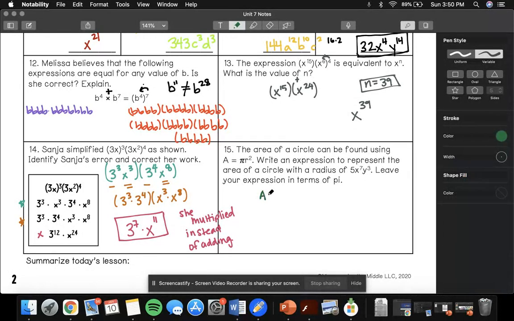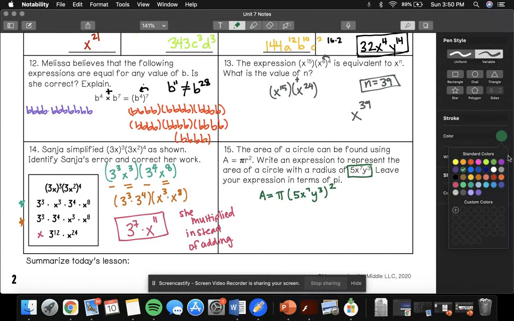Okay, so area equals pi r squared. So it's telling us that the r, the radius, is 5x to the 7, y to the 3rd. Okay, so I know I had to multiply them, and since this is such a big thing, I used parentheses. Okay, now I need to square that. Okay, so that just means to multiply by itself twice. So we have 5 being multiplied by itself twice. 5 times 5 is 25.